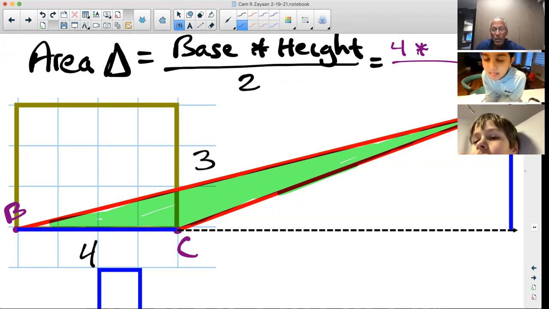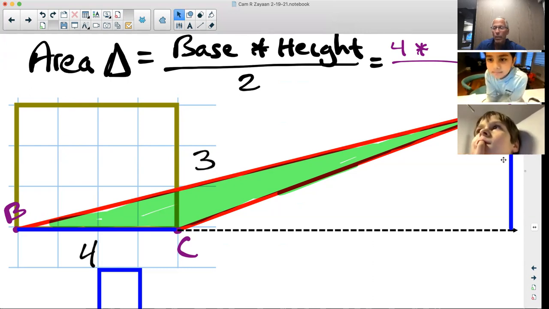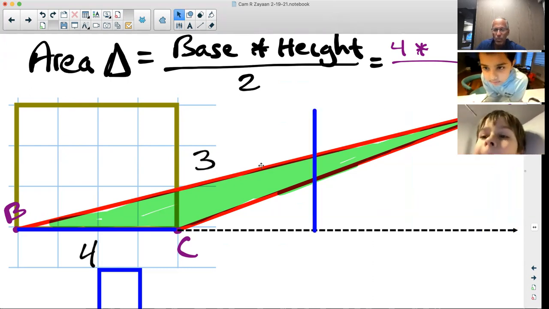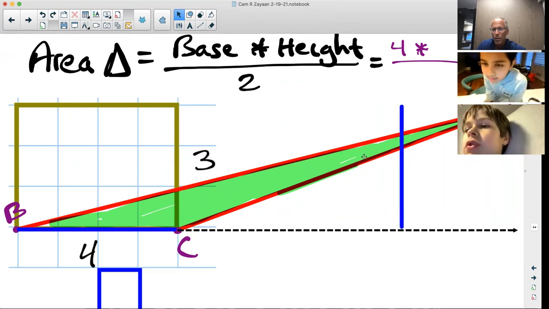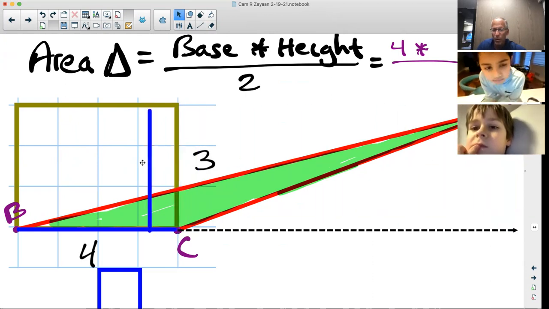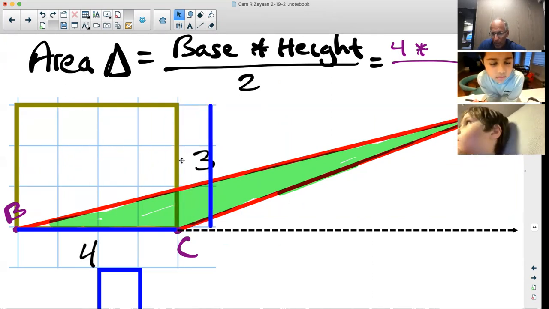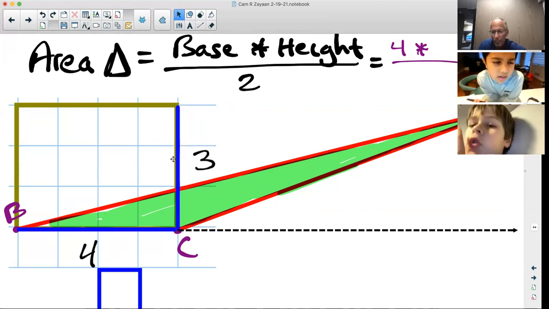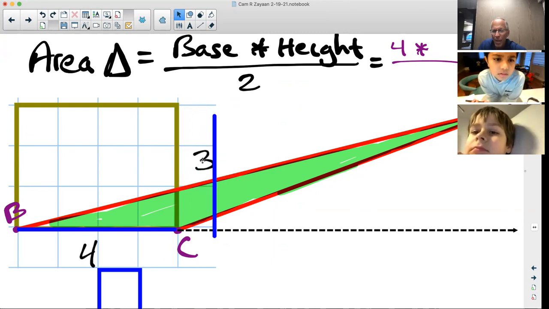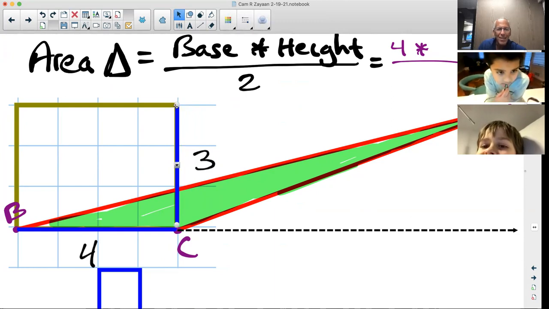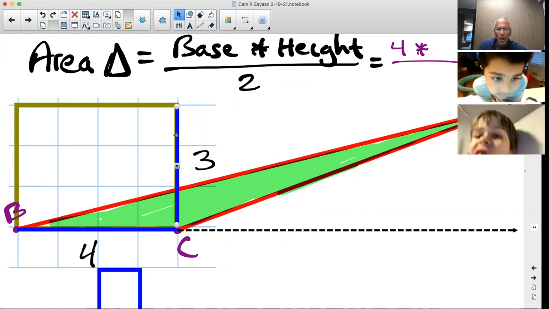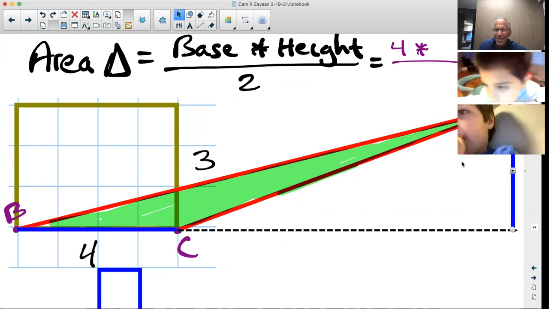Cool. Now, boys, what is this height right here? Look at the height from vertex to opposite base. You really think this is 1 square unit? Do you really think it's 4 square units? You don't see 4, you see a 3. 1, 2, 3. Guys, I want you to see this. This line, 1, 2, 3 units. That, my friend, is the height.